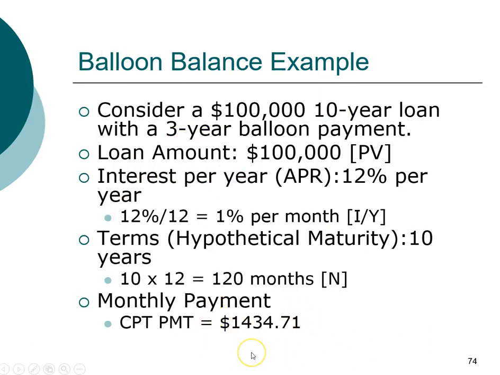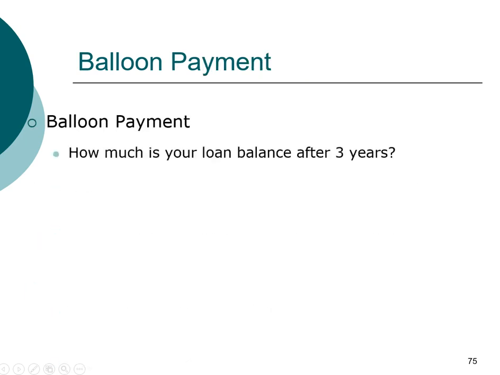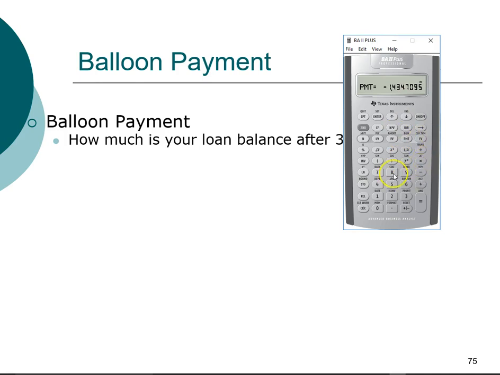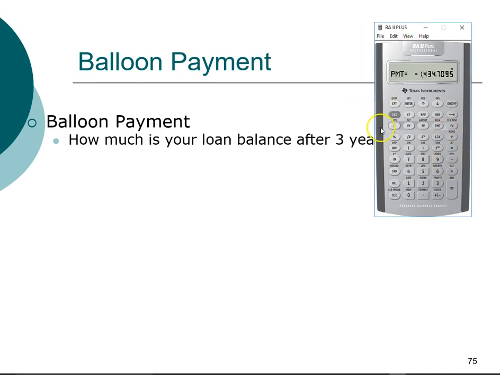So this payment, $1,434.71, seems relatively low. But in reality, the loan is still outstanding after 3 years. So how much do you still owe? Because the important thing about a balloon loan and a partially amortized loan is that when the loan comes due, you don't have the entire loan paid off. So a big question is, how much do you still owe the bank? One way to figure this out is to look at what our loan balance is after 3 years. And we already have the problem entered into the calculator.